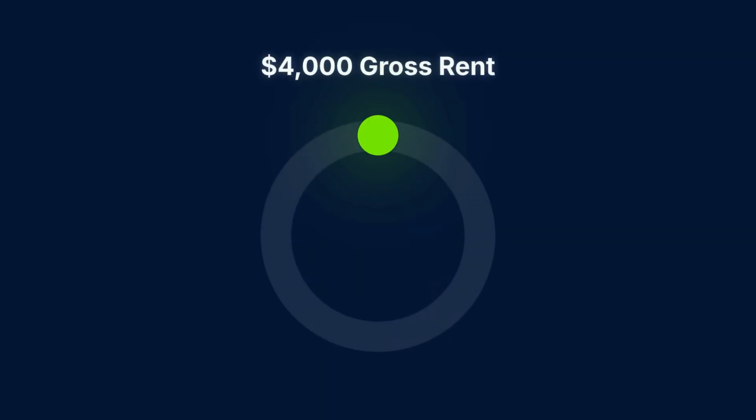55% of gross revenue. That means your $4,000 gross property might only be generating $1,800 to $2,200 in real available income before your mortgage. Here's what an honest expense breakdown actually looks like. On a $4,000 gross property, here's where the money actually goes.